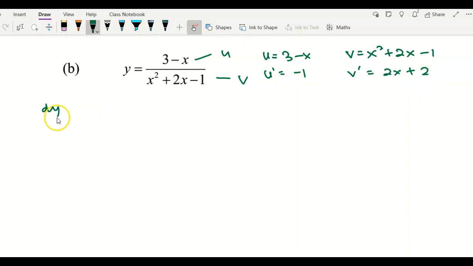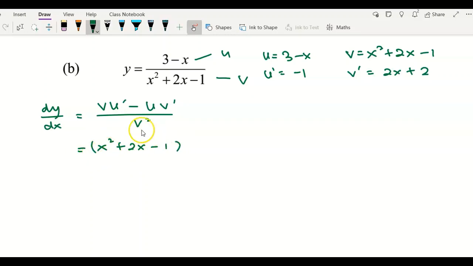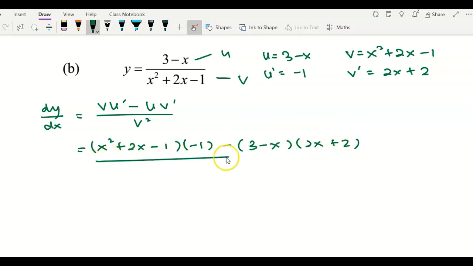Then I would find the dy/dx by applying the quotient rule, which is copy the v first and then multiply by u prime, minus u v prime, over v squared. Copy the v first, that is x squared plus 2x minus 1, which is your v, and u prime is negative 1, minus u v prime. u is 3 minus x, and v prime is 2x plus 2. And the whole thing over v squared.